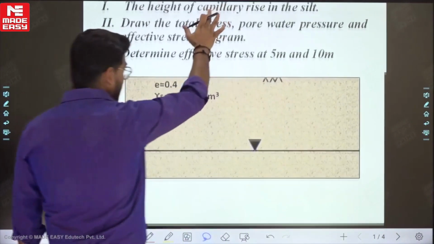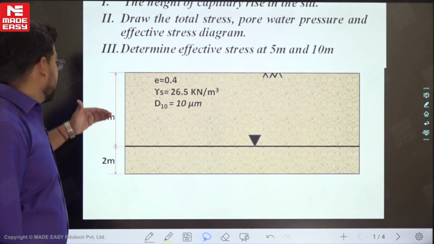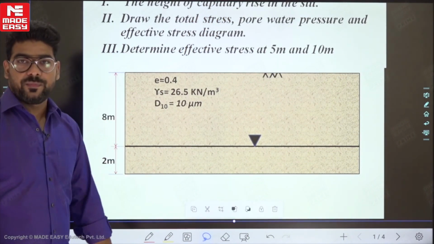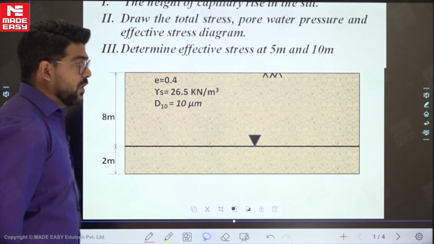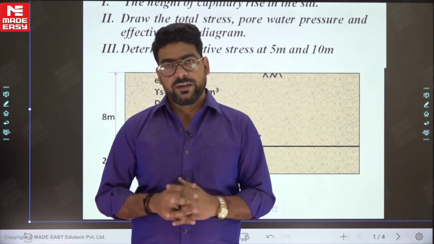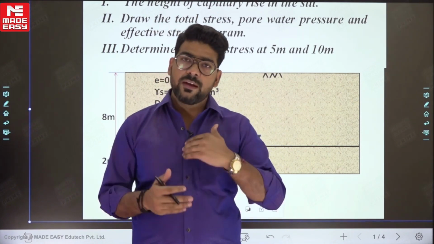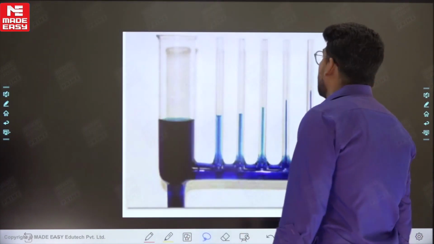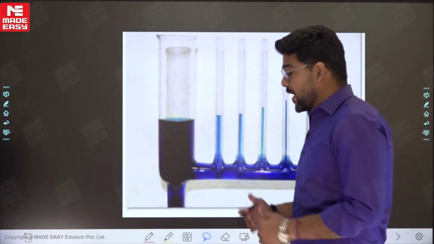So this is the particular problem, and the question is also asking for the effective stress at 5 meter as well as 10 meter. Clear? So this is the problem. First of all, we have to understand the concept of capillarity, because it is an important concept. So first of all we will discuss the capillarity concept.